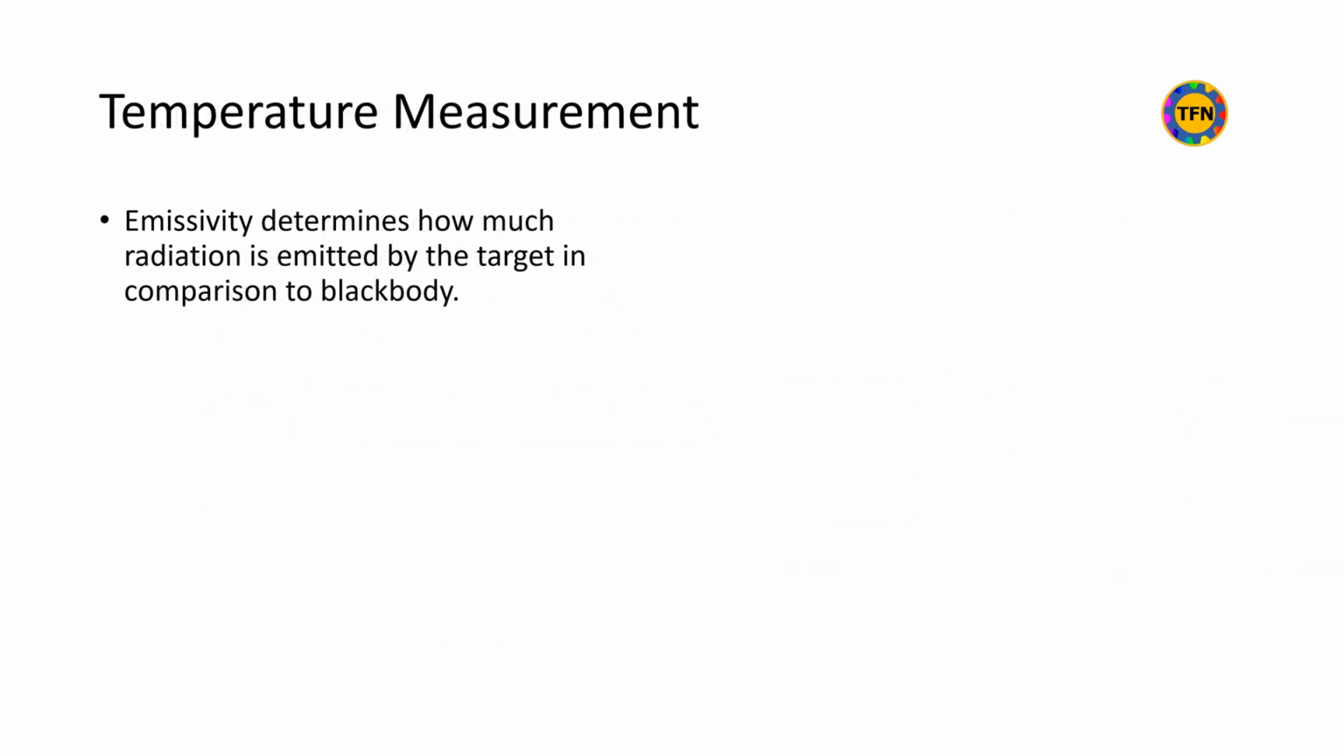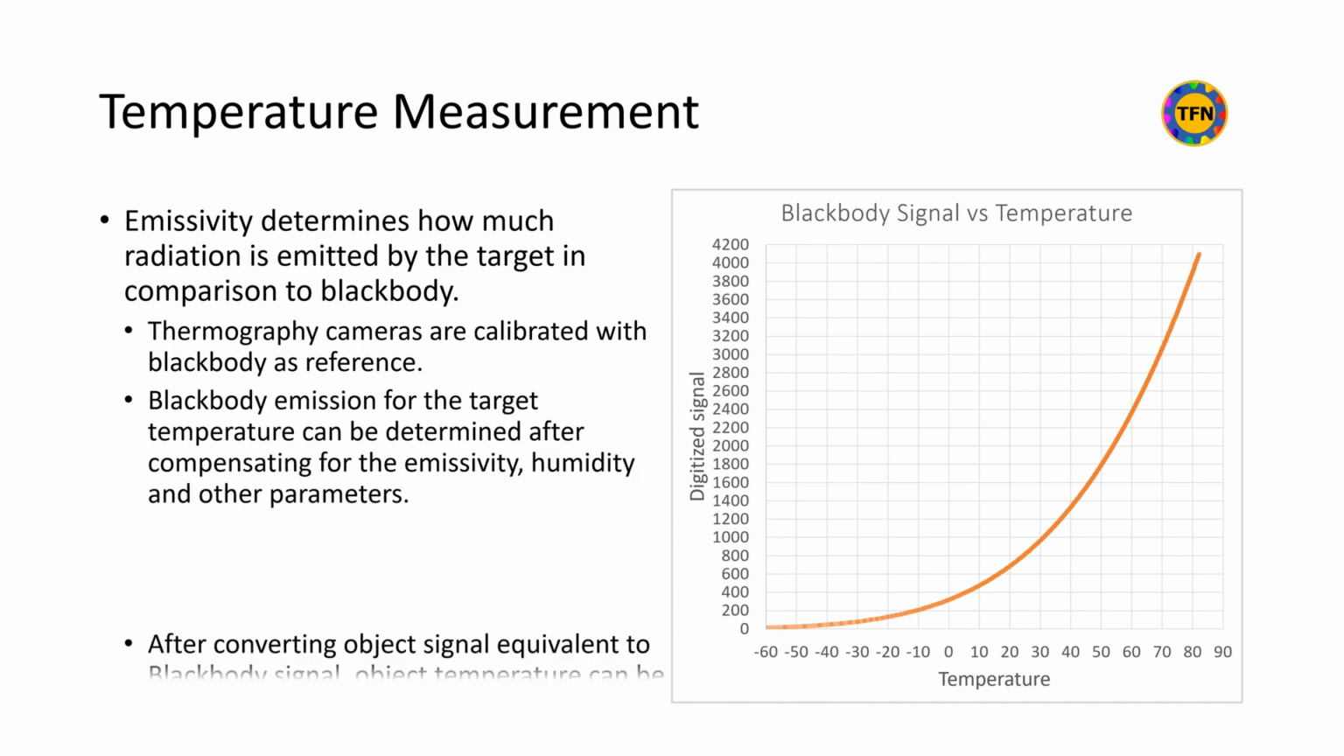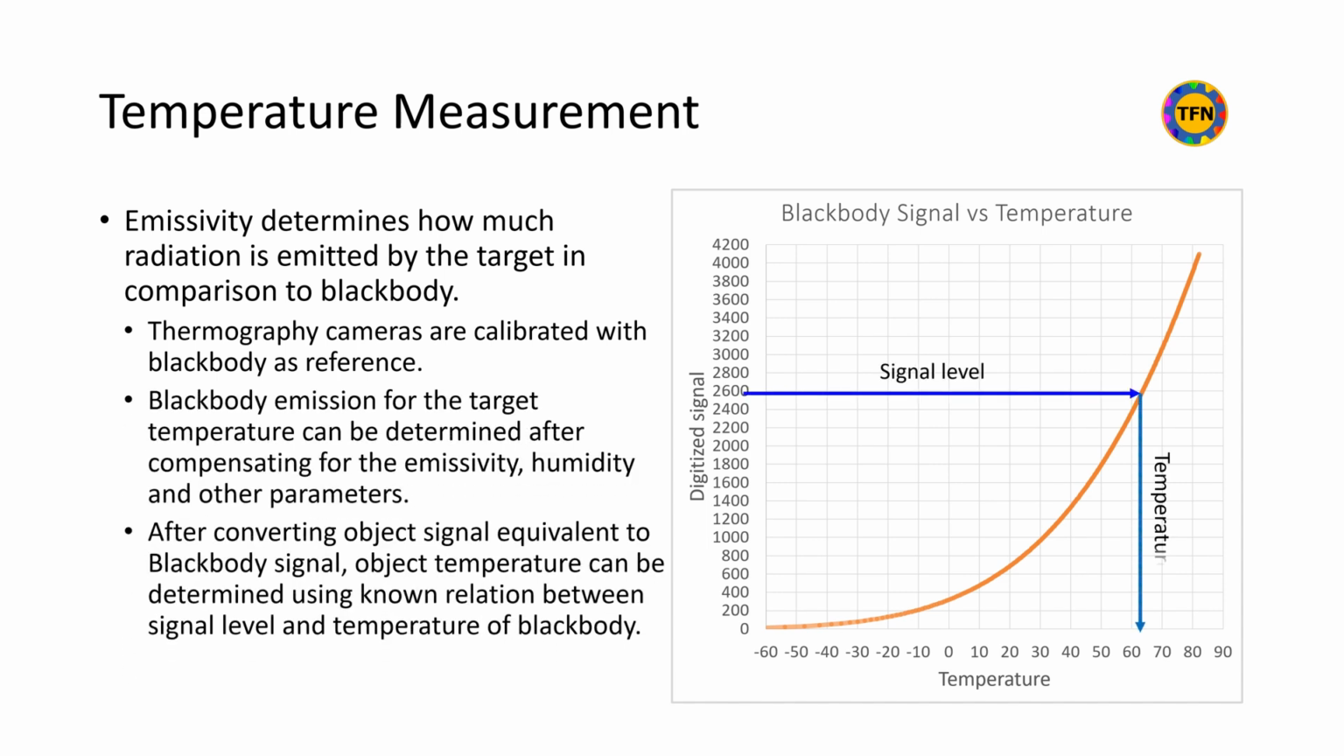After converting object signal equivalent to blackbody signal with required correction, object temperature can be determined using known relation between signal level and blackbody temperature. It is the reason for use of blackbodies as reference for calibration of thermography cameras.